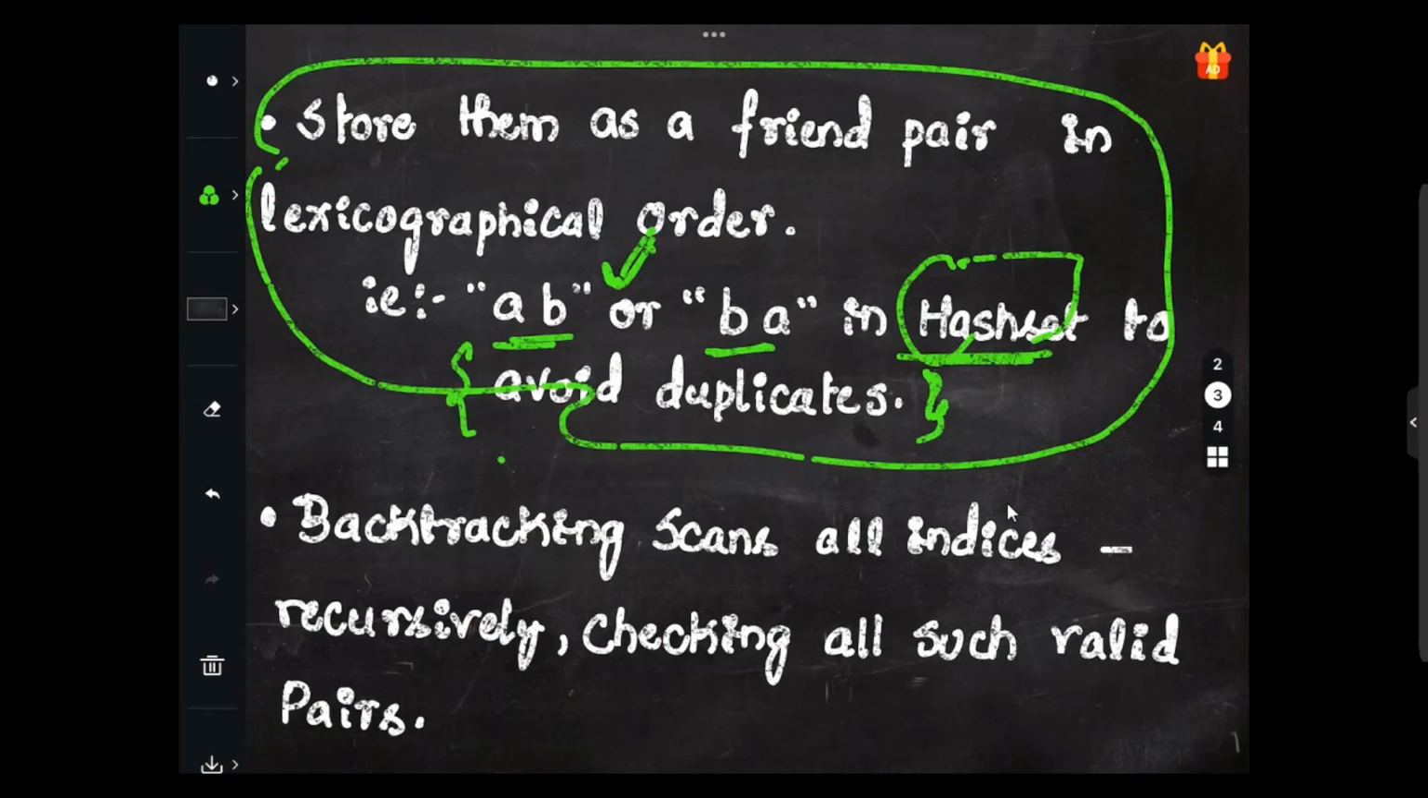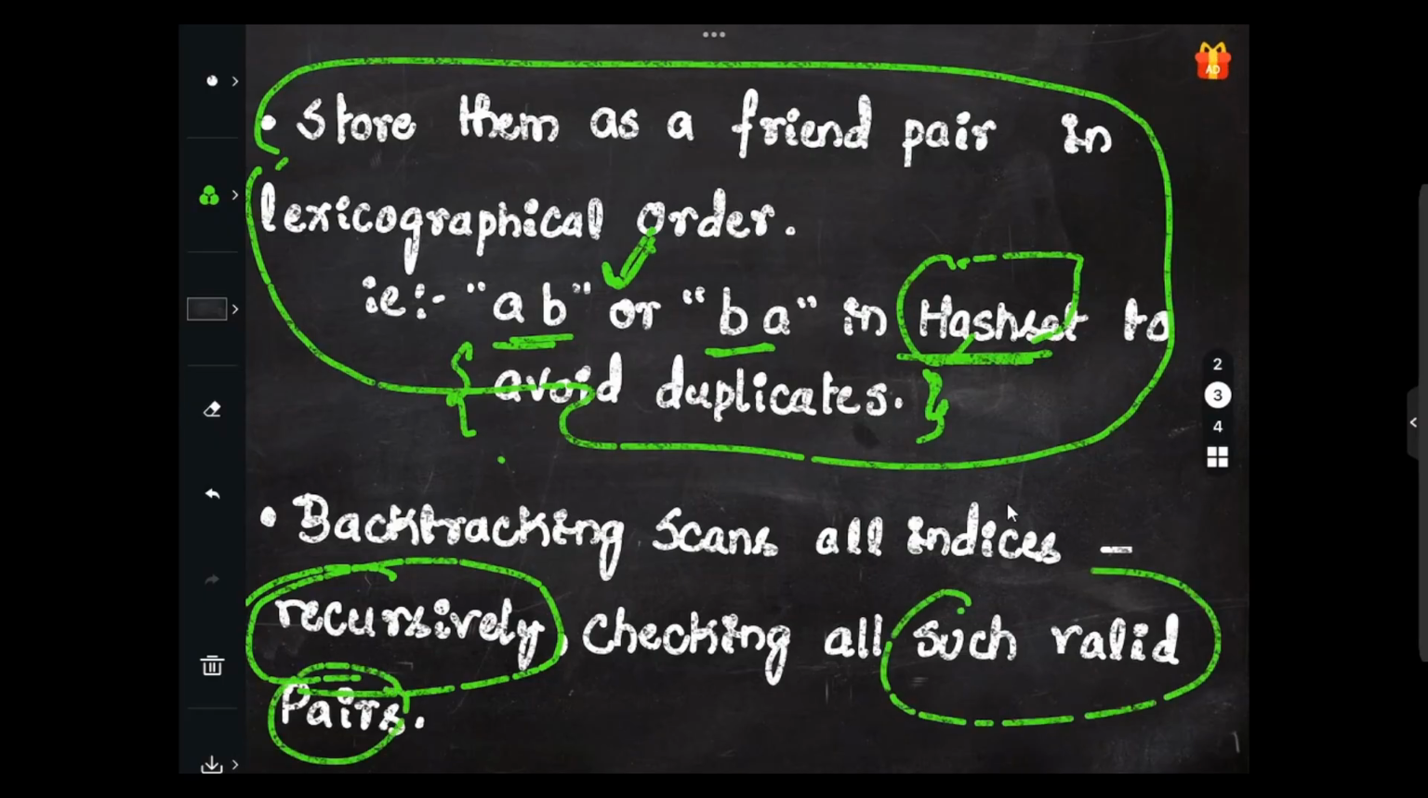So we will be making use of the backtracking. Basically, backtracking scans all the indices recursively. So backtracking uses recursion itself, we know this one, right? By this time we have to know that backtracking uses the recursion, right? Backtracking scans all the indices recursively, checking all such valid pairs.